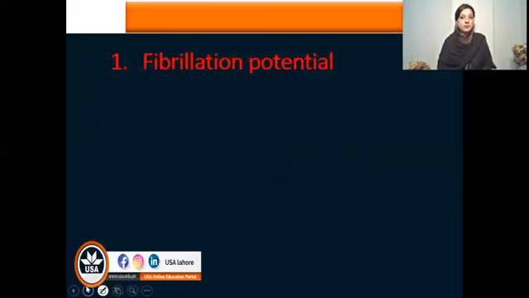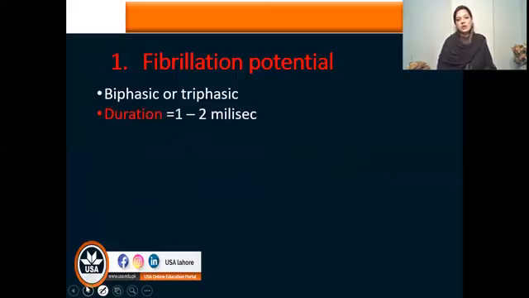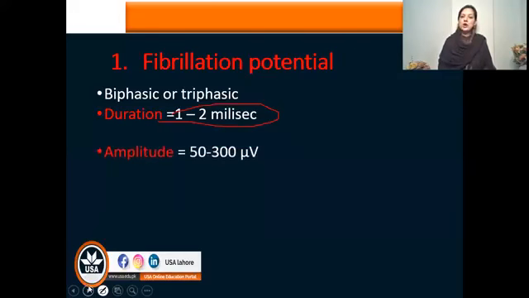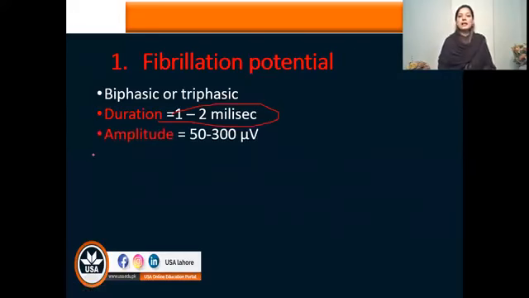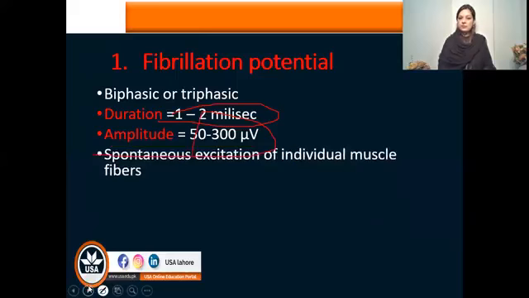Let me tell you about the fibrillation potential. In fibrillation potential, the motor unit action potential is biphasic or triphasic, and the duration is 1 to 2 milliseconds, while we said the normal is up to 16 milliseconds. So these are the comparison points with the normal motor unit potential. The amplitude lies between 300 to 500 microvolts. We'll say it comes in the category of fibrillation potential.